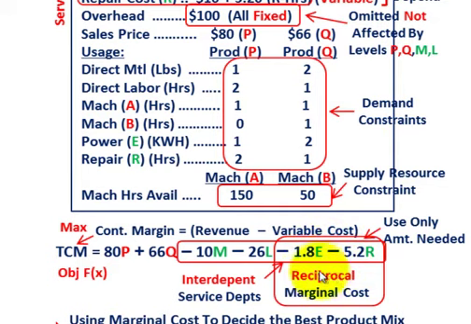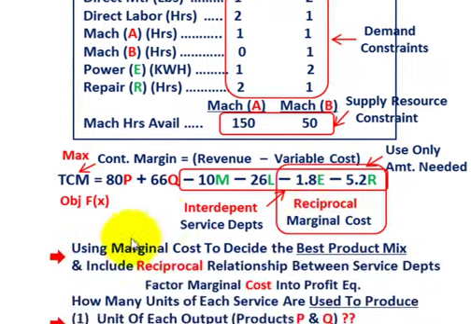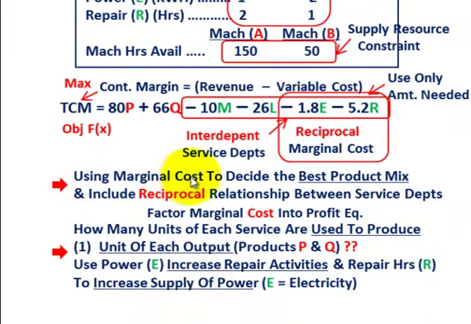And this is where we're going to have that reciprocal, or the marginal cost that we're going to be coming up with for the power and our repair costs. So this is going to be a critical item here. What we're going to be doing is using the marginal cost to decide the best product mix, and that's going to include this reciprocal relationship between those service departments, the power being applied to, in this case, the plant that we're looking at, and the repair cost or the maintenance cost for the plant that we're looking at.